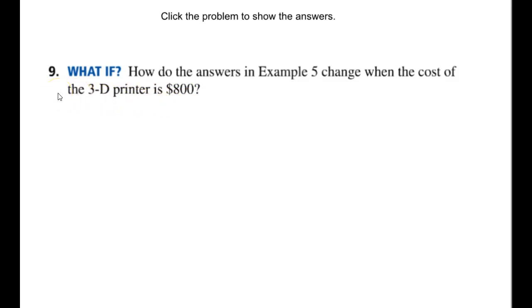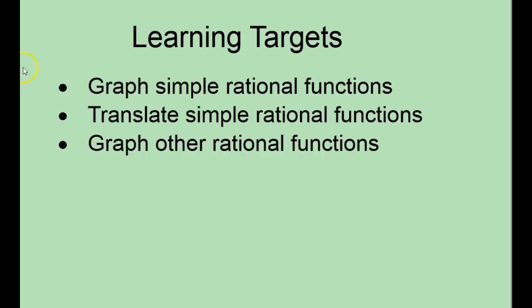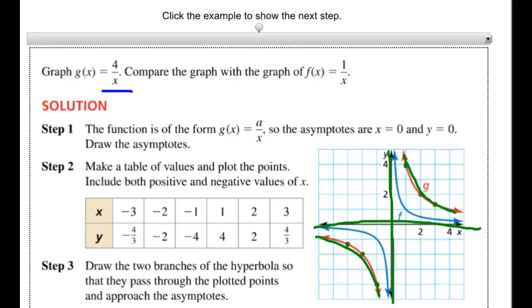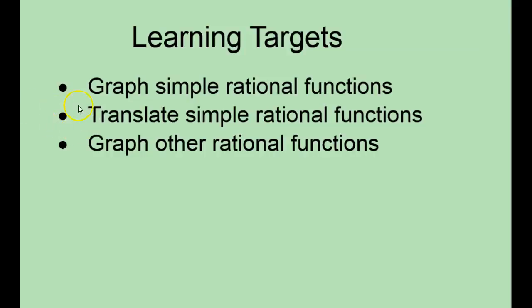So now that we've gone through this section, let's look back at our learning targets and see how we did. So first thing was to graph simple rational functions. Those simple rational functions looked a lot like this, my a over x, right? My parent function, where I have some number over x. These are considered our simple ones. So then from there, I translated those simple rational functions. I took the a, h, and k, and I translated my graph up and over, and I used my a value. And then I was able to graph other rational functions.